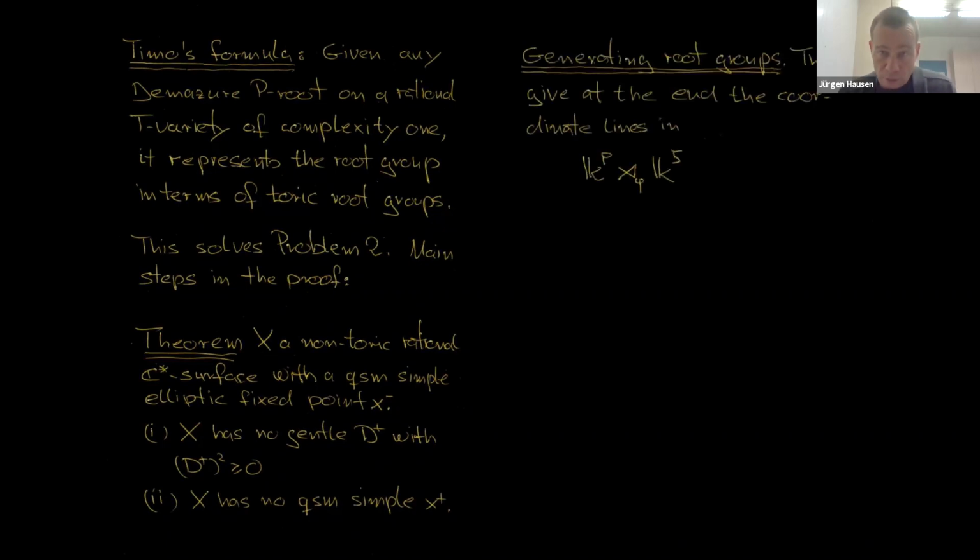Now the task is to find among these many, many root groups coming from Demazure P roots suitable systems of generators so that we can work. And these generating root groups give at the end the coordinate lines in this unipotent part of the automorphism group, k^n ⋊ k^{Z_θ}.